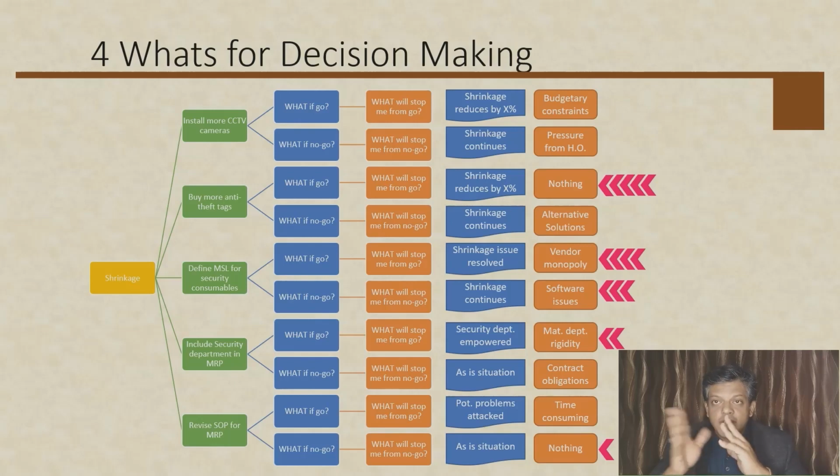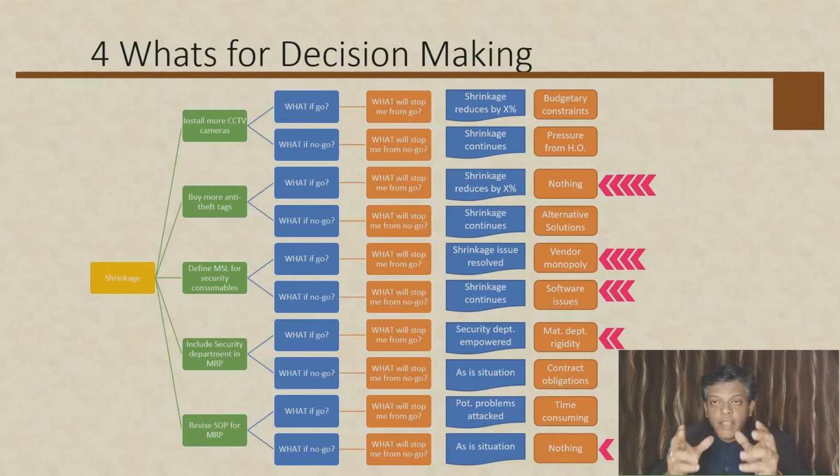The solutions are also listed on the screen, ranging from installing more CCTV cameras, buying more anti-theft tags, defining minimum stock levels for security consumables, including the security department in the material requirements planning process, and revising the standard operating procedure for material requirements planning. Now, these are 5 different options or solutions that are available, which could potentially address the issue of shrinkage.